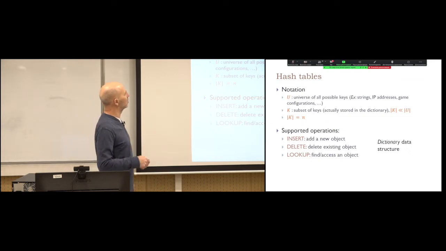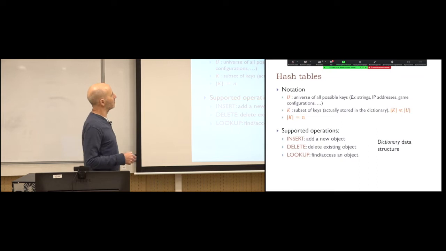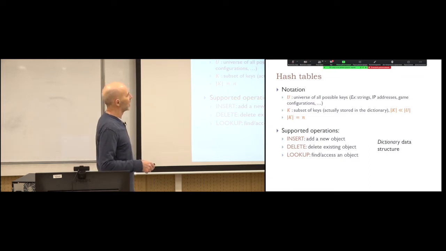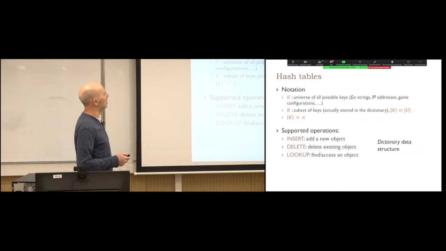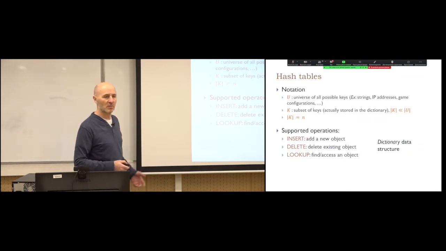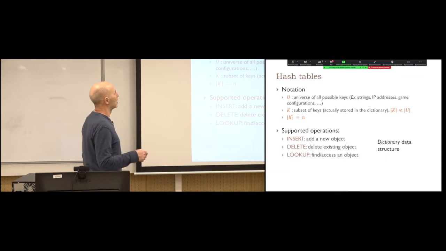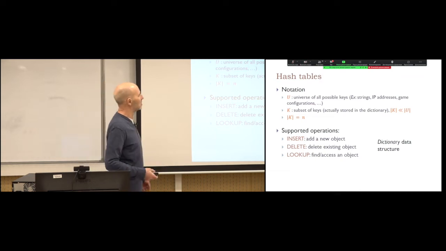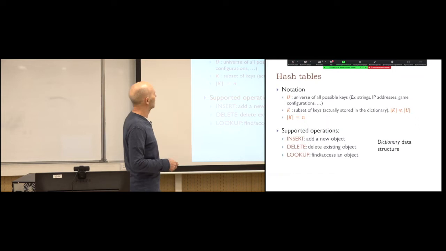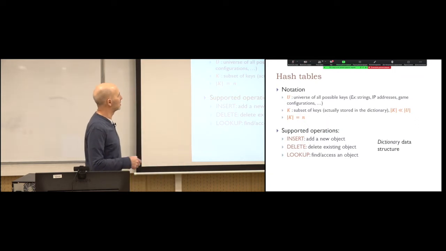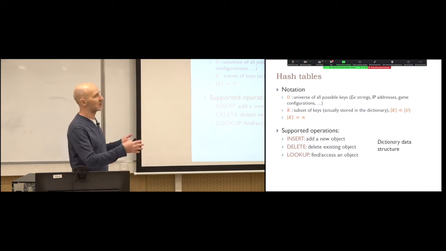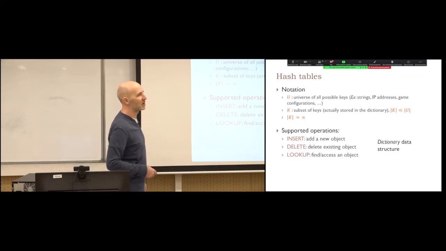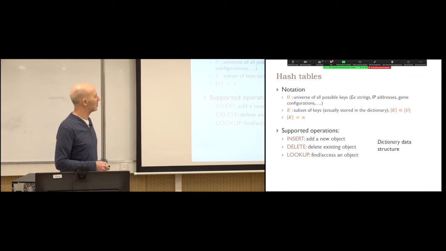We have a huge universe of keys. This can be IP addresses, strings, names, ID numbers, social security numbers, such kind of things. The number of possible keys is very big. We have an actual set of keys, which is much smaller than the universe. We denote by n the size of it, but n is not a fixed number because the set is evolving, so it's sort of an estimate of the cardinality of this set.